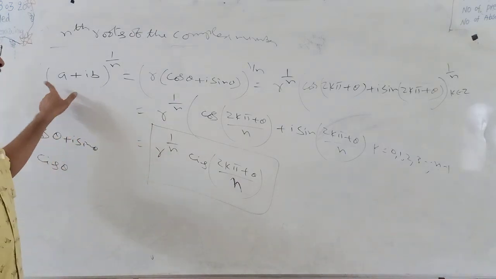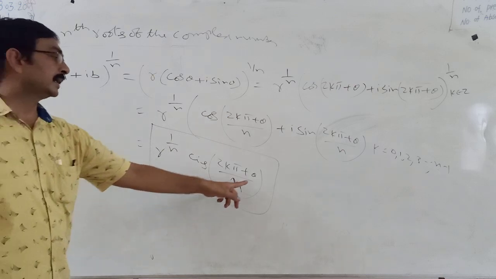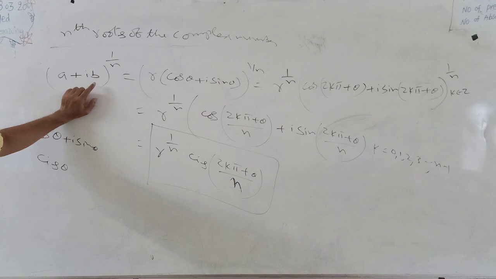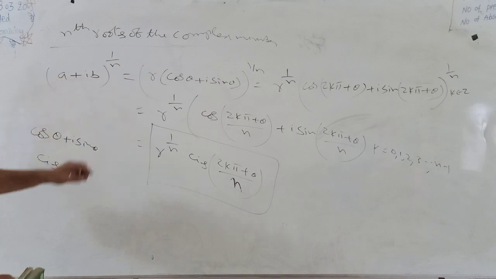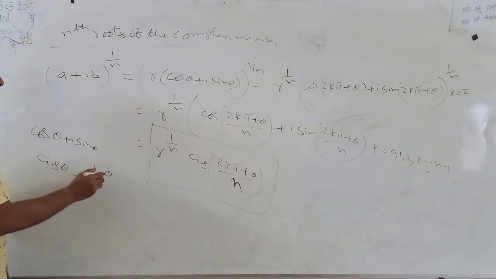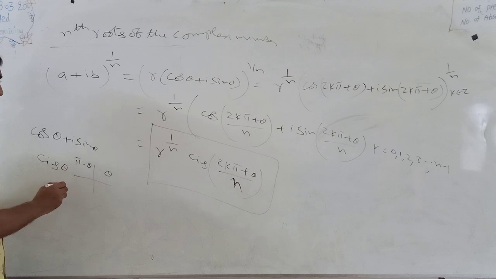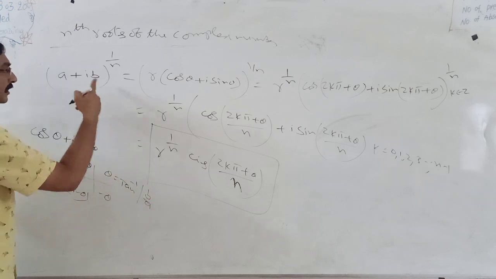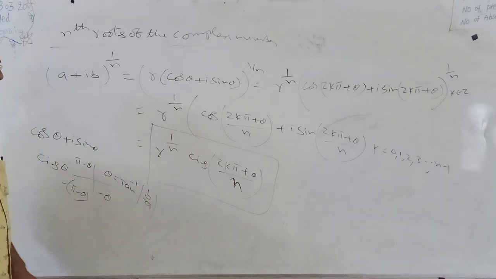Formula for r: root of a square plus b square. Theta is the argument of a plus ib. All of you know how to find the argument of a complex number. It depends on the signs of the values of a and b. First quadrant: theta; second quadrant: pi minus theta; third quadrant: minus of (pi minus theta); fourth quadrant: minus theta. Theta formula: tan inverse of modulus of imaginary part by real part.